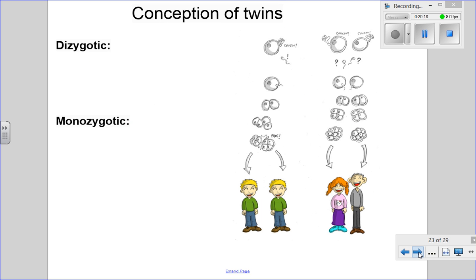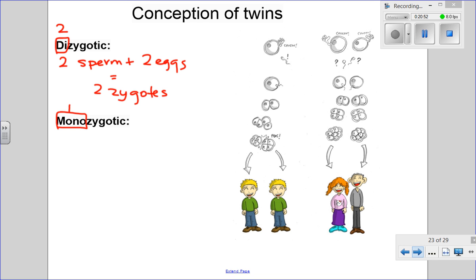So our very last thing is about twins. There are two types of twins that exist: dizygotic and monozygotic. Di means two, mono means one. So a dizygotic pair of twins are twins that come from two sperm, two eggs, thus two zygotes.